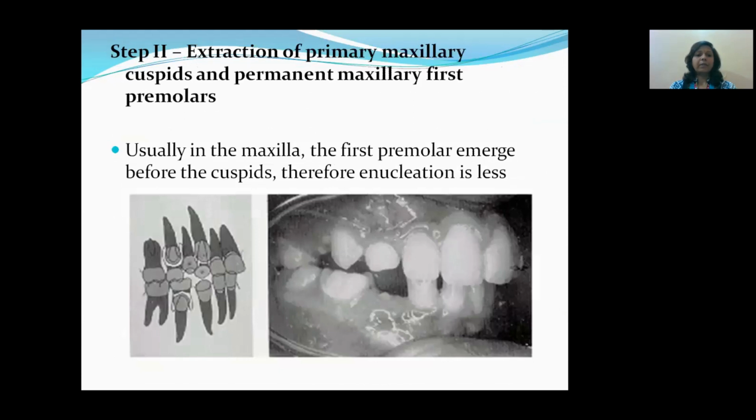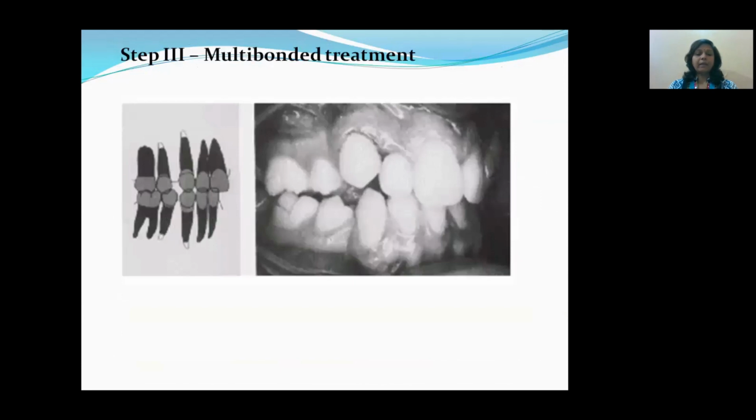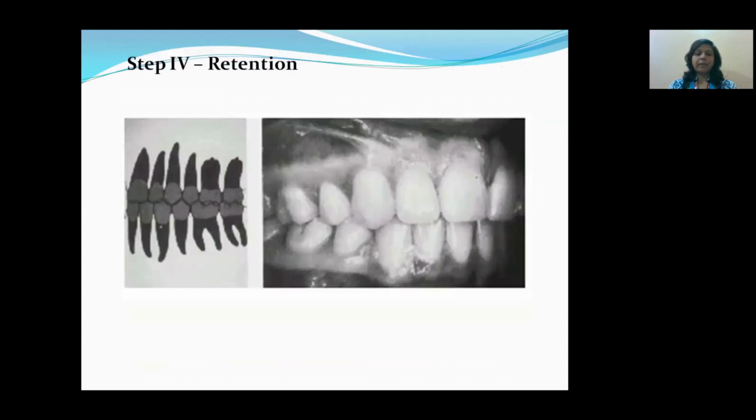Then extraction of the primary maxillary cuspid and permanent maxillary first premolar is done in the maxilla, because in the maxilla the first premolar emerges before the cuspids. Therefore, enucleation is less required in the maxillary segment. This procedure is followed by multi-banded treatment and retention, giving a normal well-settled occlusion.